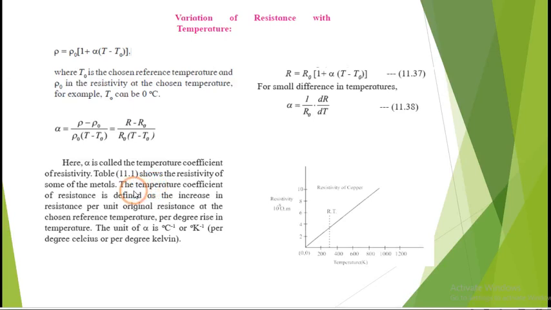Look at this again. The temperature coefficient of resistance is defined as the increase in resistance per unit original resistance at the chosen reference temperature per degree rise in temperature. Now the unit of this particular coefficient is per degree Celsius or per degree Kelvin.